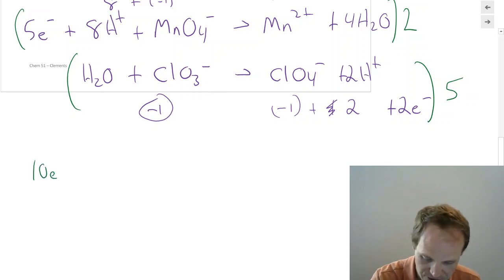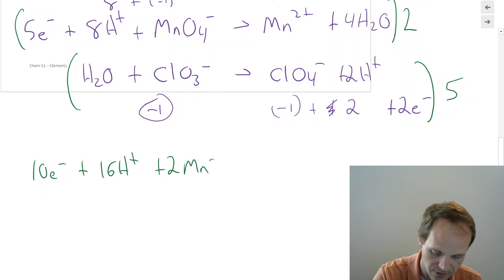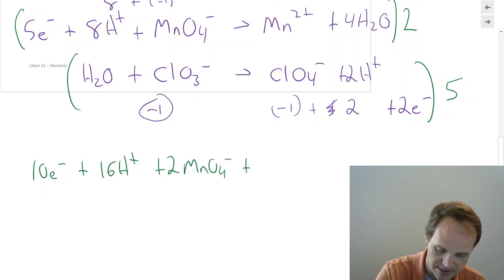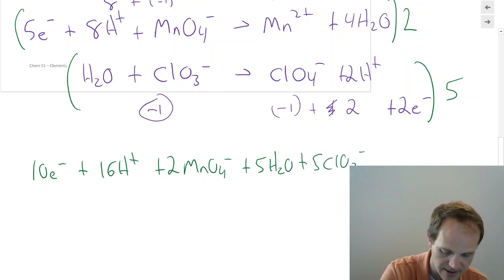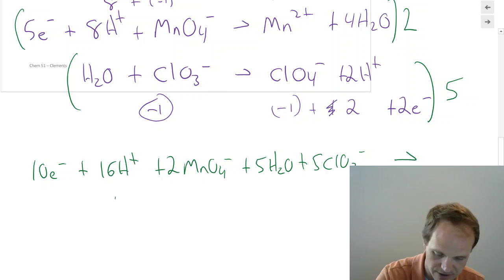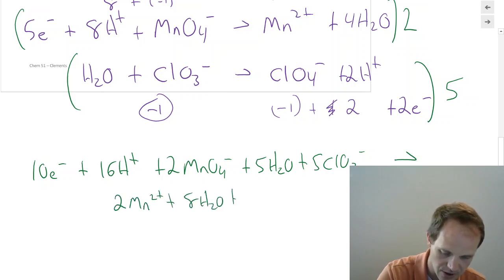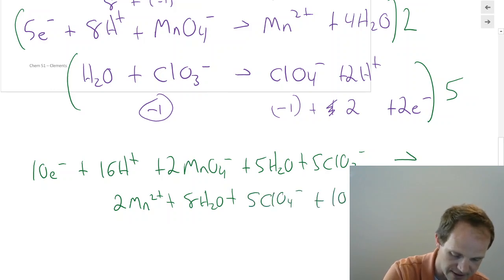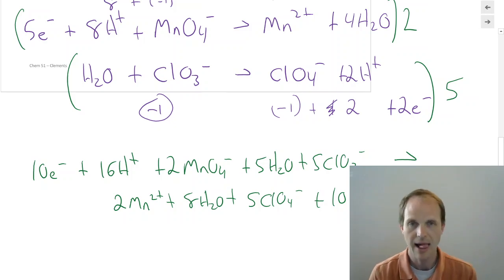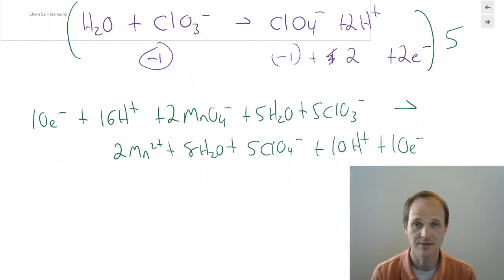I've got 10 electrons plus 16 H pluses plus 2 MnO4 minus plus 5 H2O plus 5 ClO3 minus. And I'm going to turn that into my next line, which is 2 Mn2 plus 8 H2O plus 5 ClO4 minus plus 2 times 5 is 10 H plus 10 e minus. Lots to do, right? But there it is.